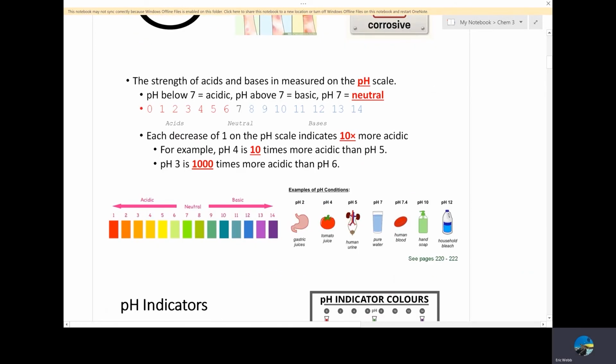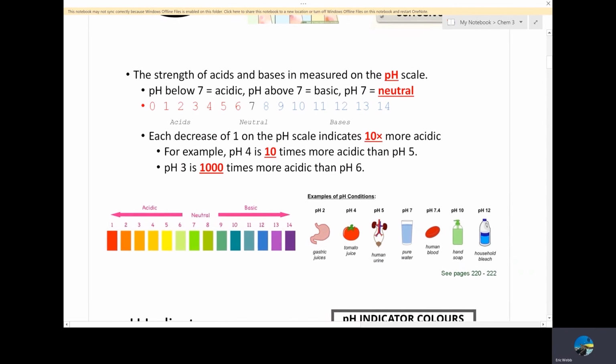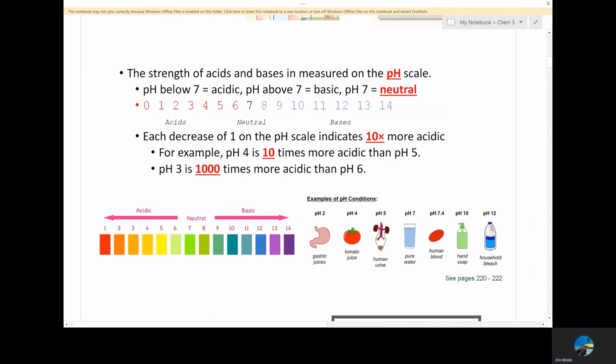So we measure acids and bases using this thing called the pH scale. The pH scale runs from 0 to 14. Everything between 0 and 7 is acidic. Anything from 7.1 to 14 is basic. If our pH is at 7, it means we are dealing with a neutral solution. It's neither acidic nor basic. So below 7, acidic. Above 7, basic. If it's at 7, it is neutral.